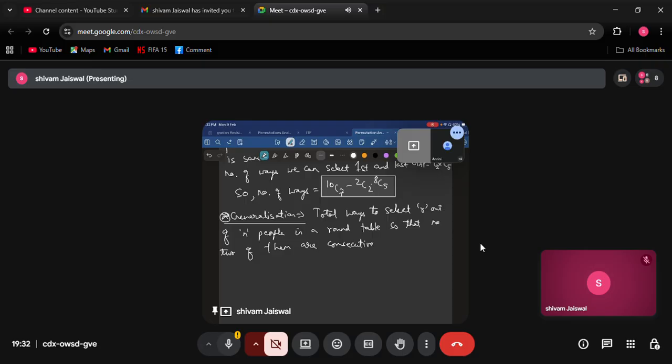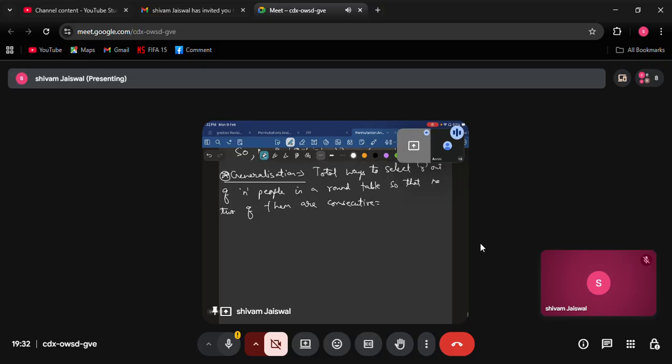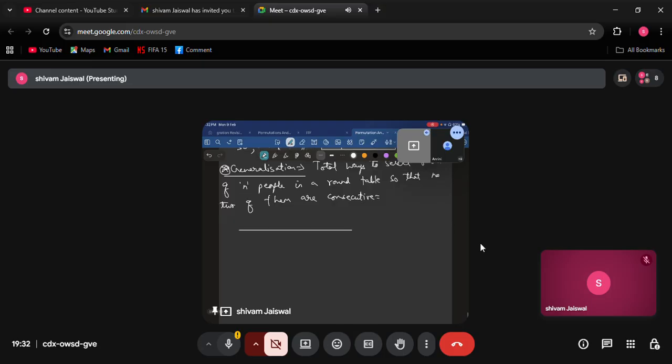Okay. First of all, let us find it out, then I'll write it. So tell me, if it is a linear arrangement, after removing r people, how many people are remaining? Number of gaps remaining. If it is a linear arrangement, tell me. N minus r plus 1. N minus r plus 1.